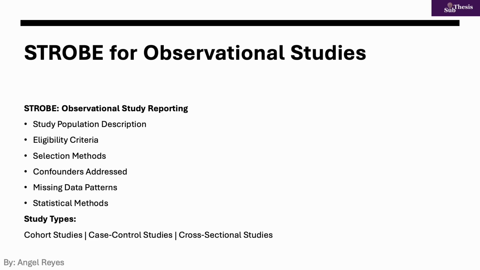STROBE also mandates reporting missing data, not just how much, but patterns that might bias results. If smokers were more likely to skip follow-up visits, that matters for interpreting outcomes. Remember, observational studies provide crucial evidence when trials aren't feasible or ethical. Good reporting maximizes their value while acknowledging their limitations.